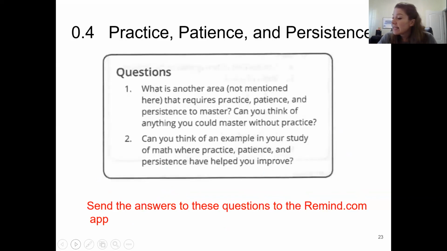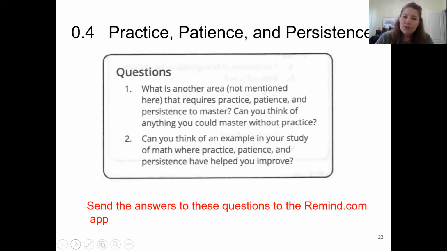All right, and then tonight we're looking at the study skills section called Practice, Patience, and Persistence. So in your book, you'll find that on page XVI. So read that little section. And then the 2 questions you have to answer, send me a text through remind.com. What is another area not mentioned here that requires practice, patience, and persistence to master?